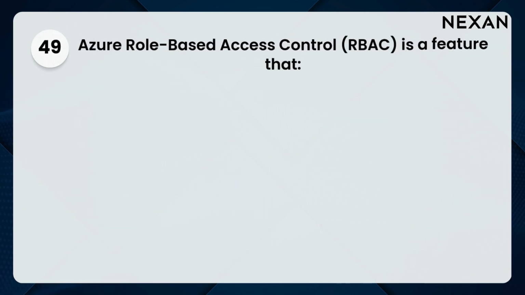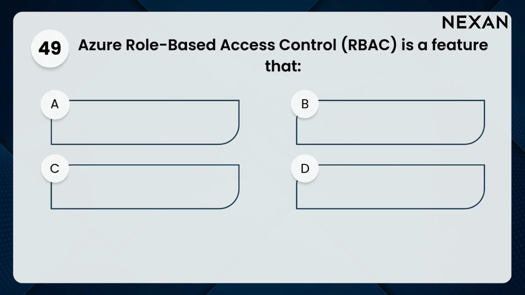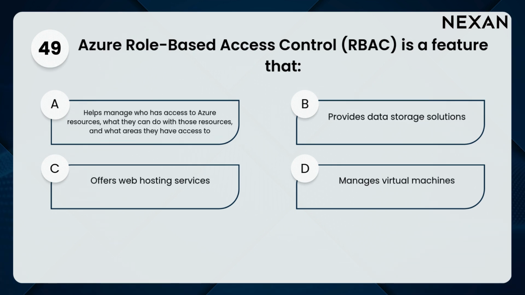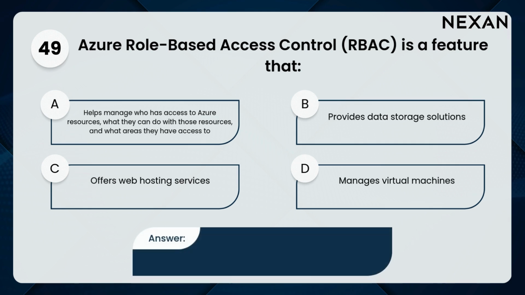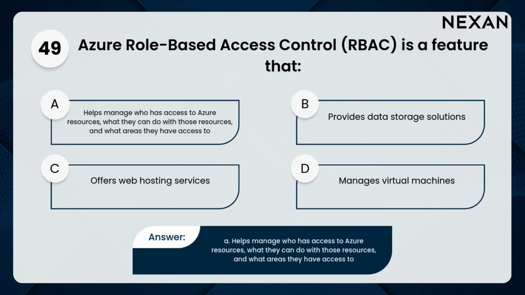49. Azure Role-Based Access Control, RBAC, is a feature that A. Helps manage who has access to Azure resources, what they can do with those resources, and what areas they have access to. B. Provides data storage solutions. C. Offers web hosting services. D. Manages virtual machines. Answer. A. Helps manage who has access to Azure resources, what they can do with those resources, and what areas they have access to.